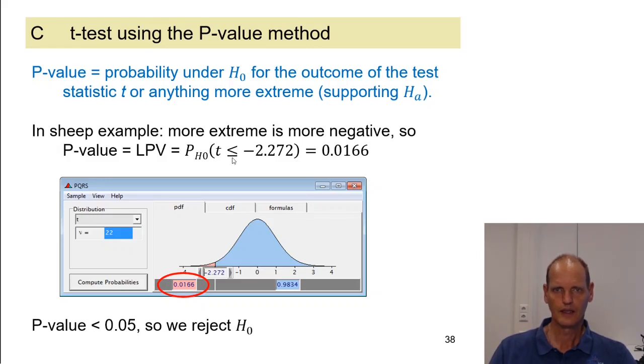This p-value is compared to 5%, the alpha that we have chosen. The p-value is less than 5%, so we reject the null hypothesis, the alternative hypothesis is accepted, and so on. And then the conclusion in words. So that is the t-test using the p-value method. Whether you use the p-value method or the rejection region method, the conclusion should always be the same. But if we have computer output, or maybe PQRS at hand, then the p-value method is often easier.